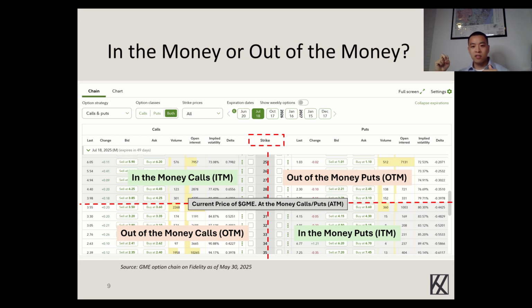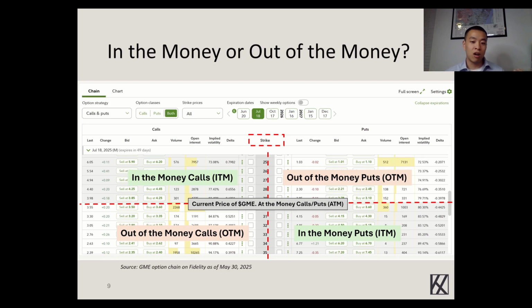For puts, you're betting that the stock price is going to go down. So that means the lower stock prices, or the lower strike prices, are out of reach for you. You're wanting that price to go down when you buy a put. So those are out of the money puts. And in the money calls or in the money puts means that you're already right. It means that the share price is where you want it compared to the strike price.